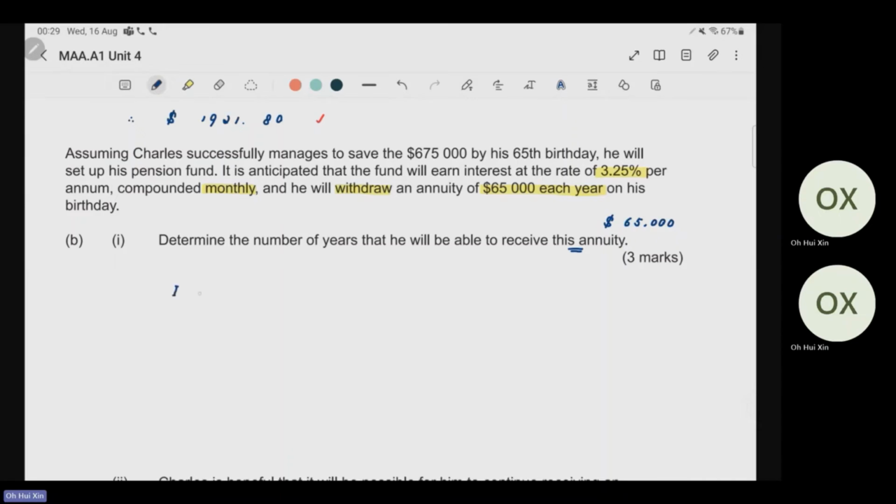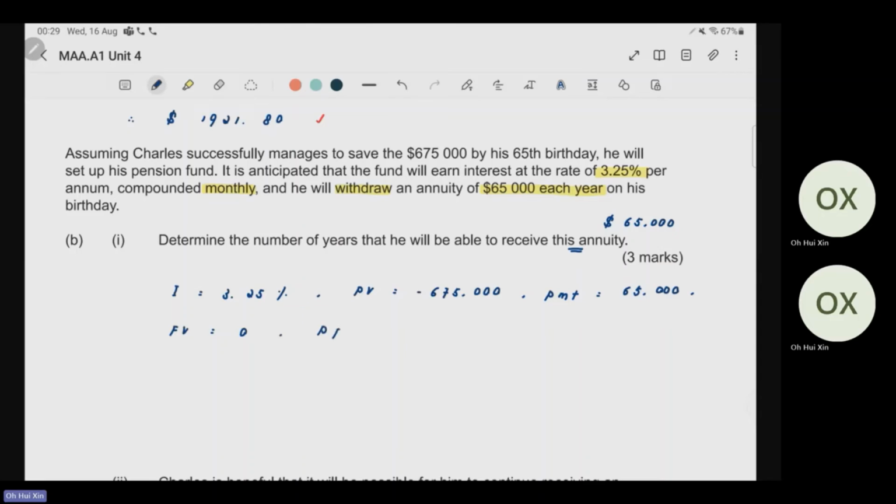So we continue with the other information. I is 3.25, given by the question. Your PV, you are starting your annuity with 675,000. It's supposed to be negative because you put this amount in the bank to earn interest. Every year you are withdrawing 65,000, so that's why 65,000 is positive, because the money flows from the bank to you. After that, you are finding how many years you will receive this annuity, which means until the annuity runs out, so that's why FV is 0.